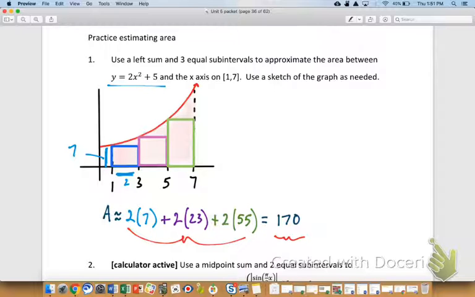By the way, would my 170 be an underestimate or an overestimate for the true area? You can see it from the graph, right? You remember in the video how I talked about how increasing and decreasing affects accuracy? The red graph is consistently doing what? Increasing, at least on our interval, right? So we did a left sum on an increasing graph. It's got to be an underestimate.